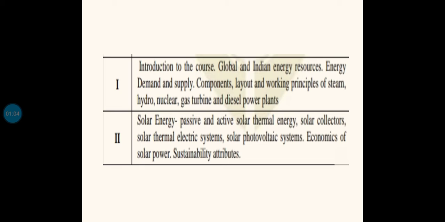After that we will move on to the components, layout and working principles of different power plants. Power plants are used to produce energy. We will be familiar with different types of power plants in the earlier semesters itself. The important power plants are steam, hydro, nuclear, gas turbine and diesel power plants. We will be dealing with all these power plants with the components, layout and working principles. That comprises the first module.